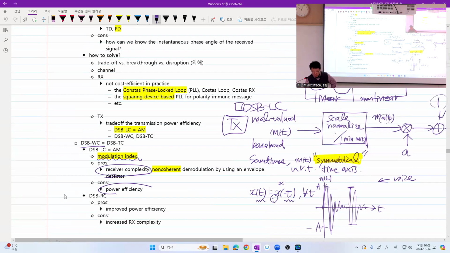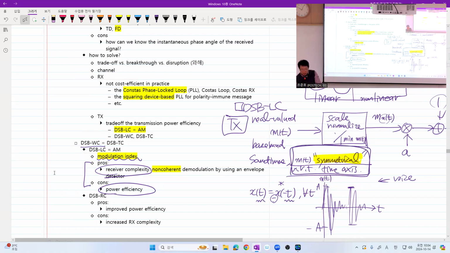So these are the pros and cons of AM, in other words, DSB large carrier. So we have reduced receiver complexity. However, we have a little bit poor or extremely poor, 50% or sometimes just 33%, power efficiency. By the way, when most of the textbooks compute the power efficiency of AM modulation, this assumption of symmetry with respect to the time axis or something similar occurs.